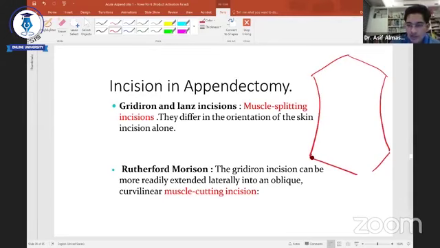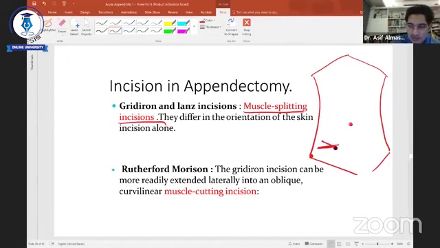If this is the right anterior superior iliac spine, and if this is the umbilicus, and if this is McBurney's point, usually this is a gridiron incision. This is given perpendicular to the spino-umbilical line. This is a muscle splitting incision. Remember, muscles are not cut. Muscle splitting incisions. The Lange incision is more horizontal. So around about the same place, but it's more horizontal. This is the Lange incision.